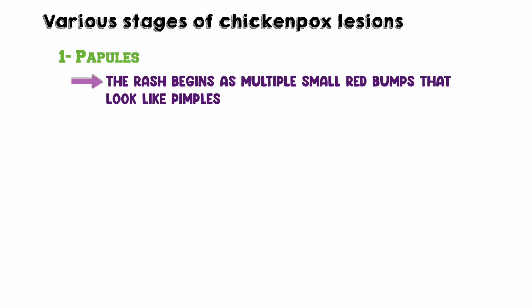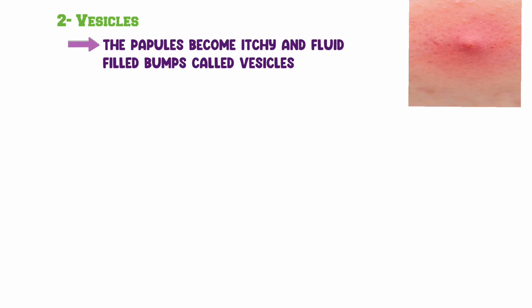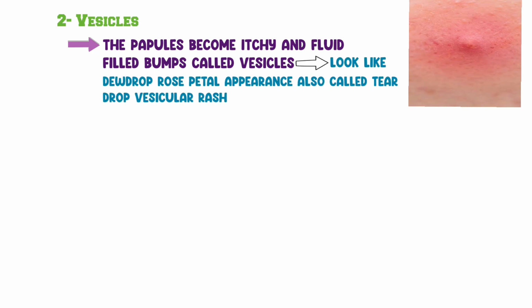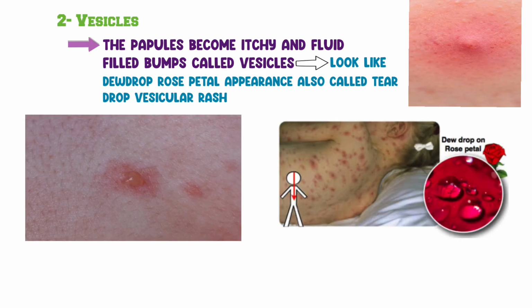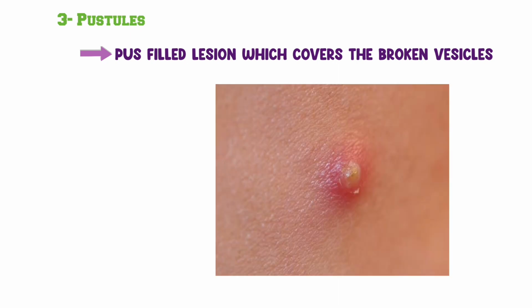Let's study various stages of chickenpox lesions. Number 1, papules. It is the rash that begins as multiple small red bumps that look like pimples. Number 2, vesicles. After about 12 to 24 hours, the papules become itchy and fluid-filled bumps called vesicles, which look like dewdrops on a rose petal, also called teardrop vesicular rash. Number 3, pustules. These are pus-filled lesions which cover the broken vesicles.